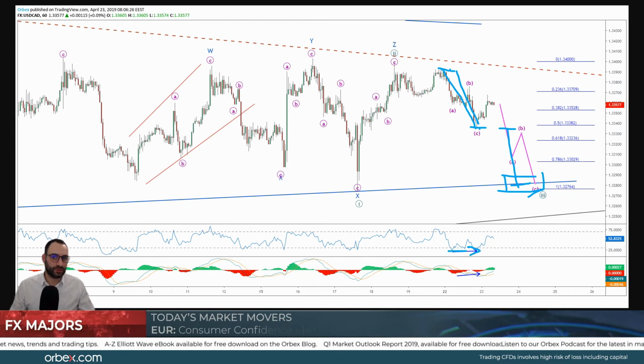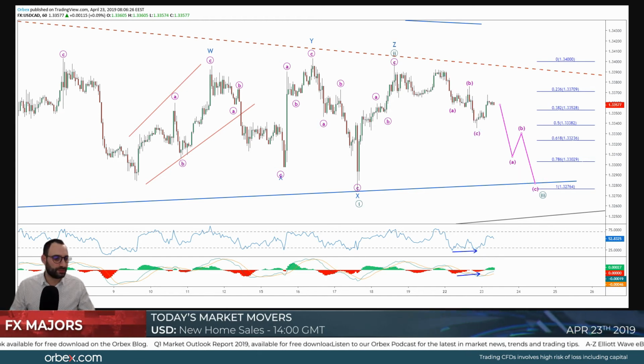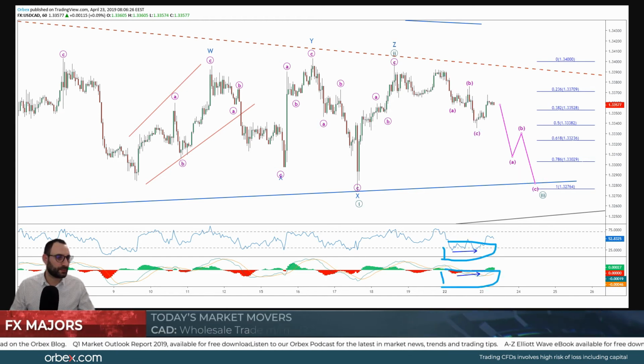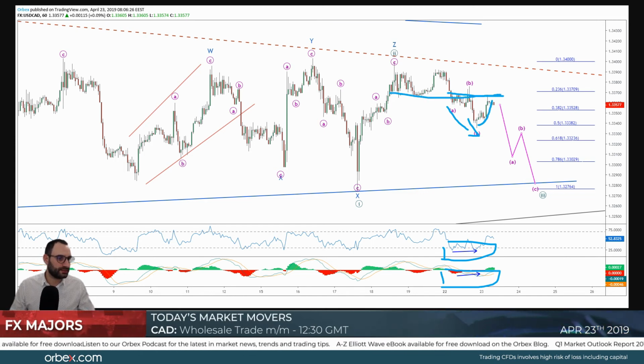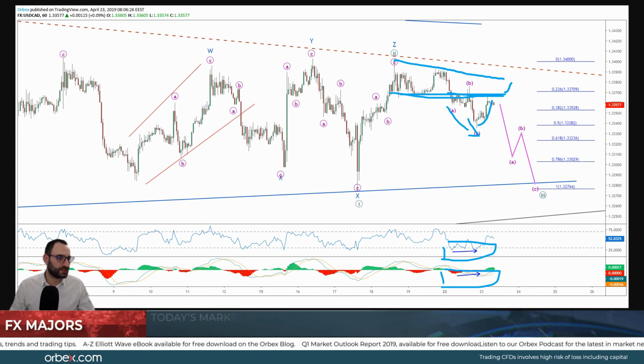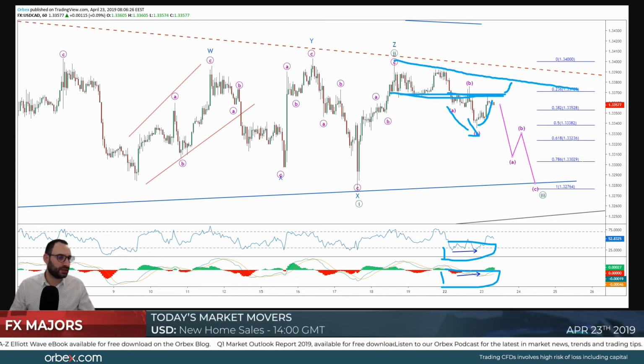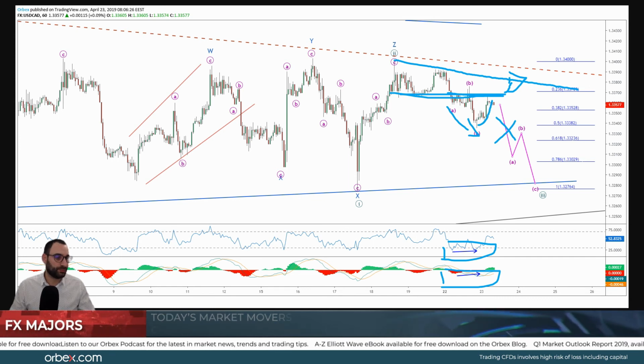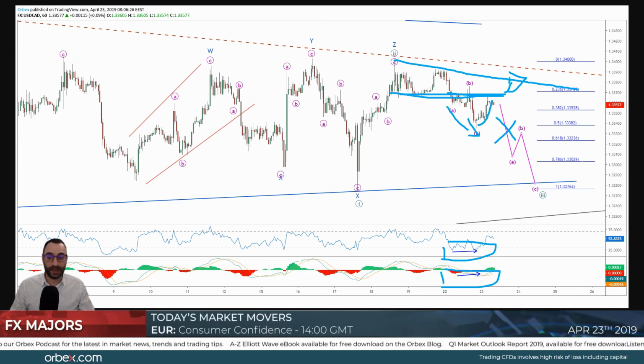Because on the 1 hour we see some bullish bias formed by both RSI and MACD, I wouldn't be surprised if we see prices extending maybe a little bit higher. But I wouldn't want to see prices moving above this trend line. If that happened, that could potentially invalidate the full bearish scenario.